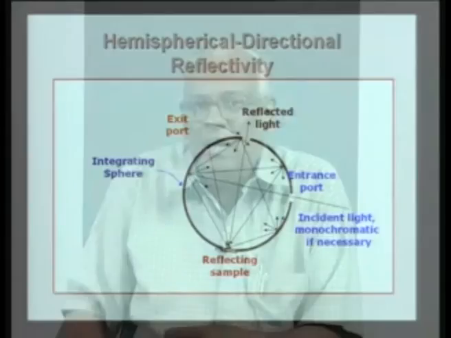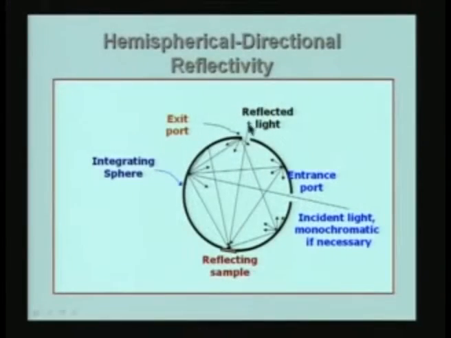So, the incident light on the surface is coming from the entire hemisphere, and now what I am doing is looking at one particular direction by making a hole at another place on the sphere, through which I am going to look at the radiation which is coming out. This radiation is coming from the reflecting sample at a certain angle to the surface. Therefore, this is the directional reflectivity I am looking at, but the illumination is over the entire hemisphere, and therefore, in this arrangement I have a hemispherical directional reflectivity measurement.